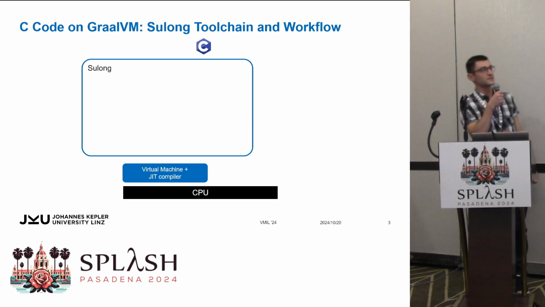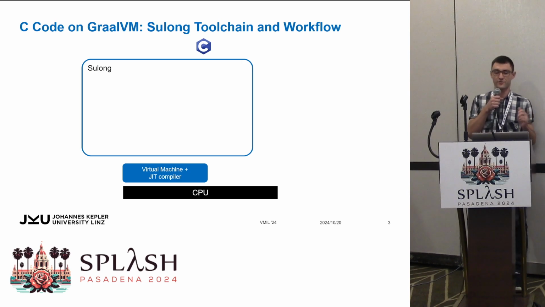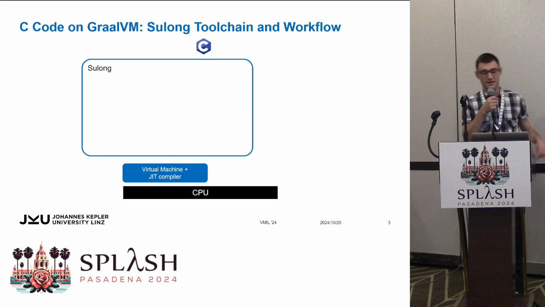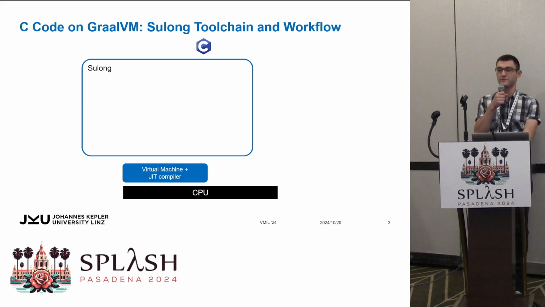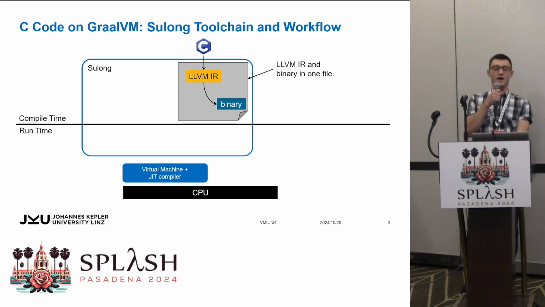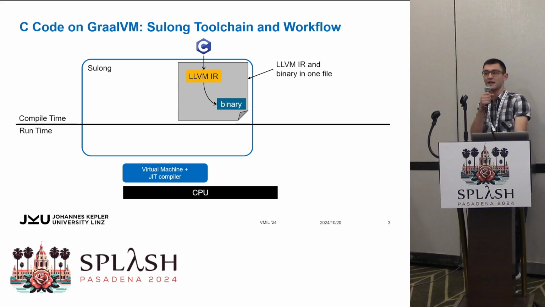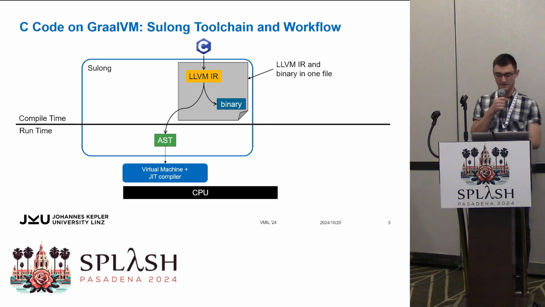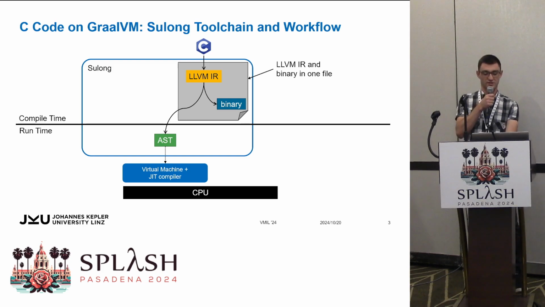We implemented our approach on GraalVM and for C code as an example. GraalVM offers the LLVM runtime Sulong, and if you use Clang, for example, then ahead of time this compiler generates LLVM IR and also emits binary machine code. This can be shipped in one file. If Sulong receives such a file, it creates an abstract syntax tree out of the LLVM IR, and this abstract syntax tree is then forwarded to the JIT compiler.